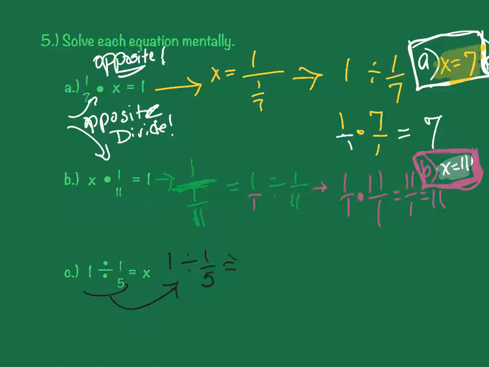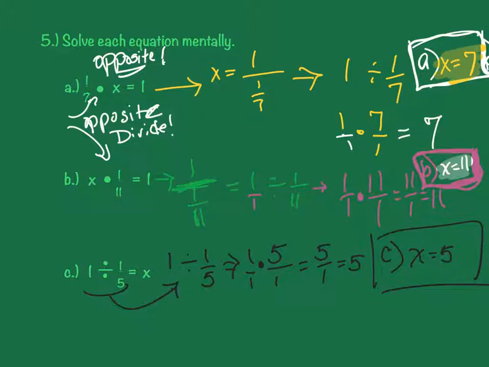So, keep the first, flip the second, then we multiply. Keep the top with the top and the bottom with the bottom. Lastly, we reduce. So that means for C, that x equals 5. Woohoo! So fun. That's it.